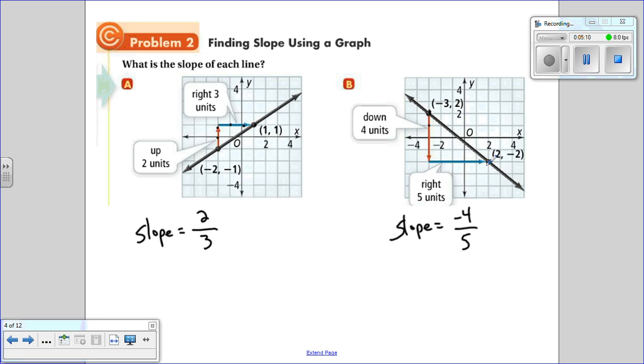Now somebody sometimes asks, well, what if we started at this point? Would that mess things up? And it wouldn't, because how far up do you go? You go 1, 2, 3, 4, so that's positive 4. And then you go to the left, 1, 2, 3, 4, 5, so that's negative 5. Negative 4 over 5 is the same as 4 over negative 5. So it doesn't matter which one you start at. Usually we start at the one on the left.